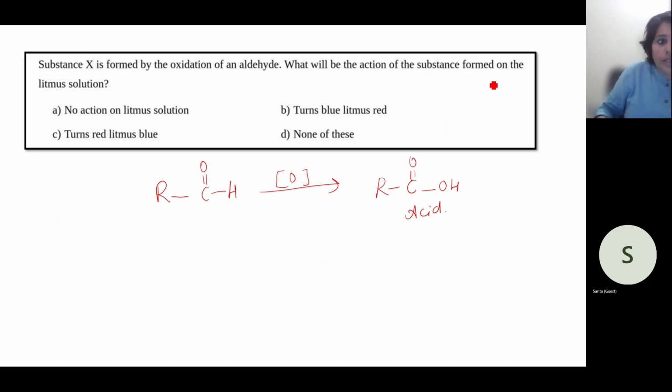So what will be the action of the substance formed on the litmus solution? The substance formed is acid. So first option, no action on litmus solution, turns blue litmus red, turns red litmus blue, or none of the above. So the answer for this is turns blue litmus red. Always remember that the acid will turn blue litmus paper to red, whereas bases will turn red litmus to blue. So remember BB. Bases, red litmus to blue.